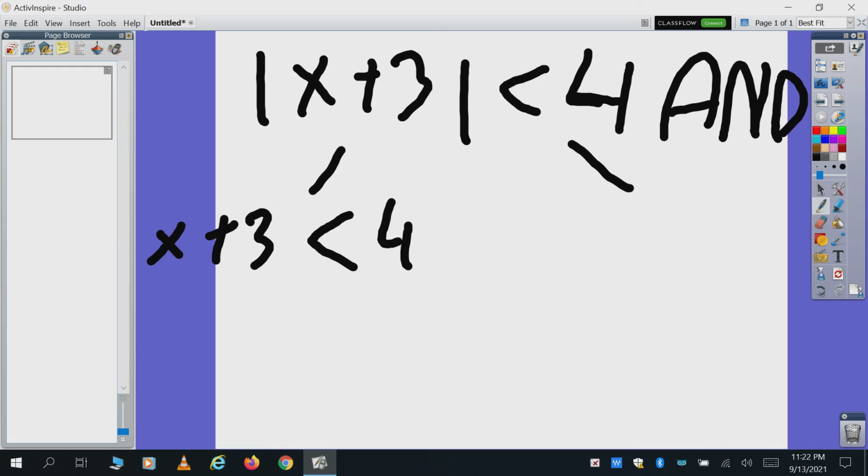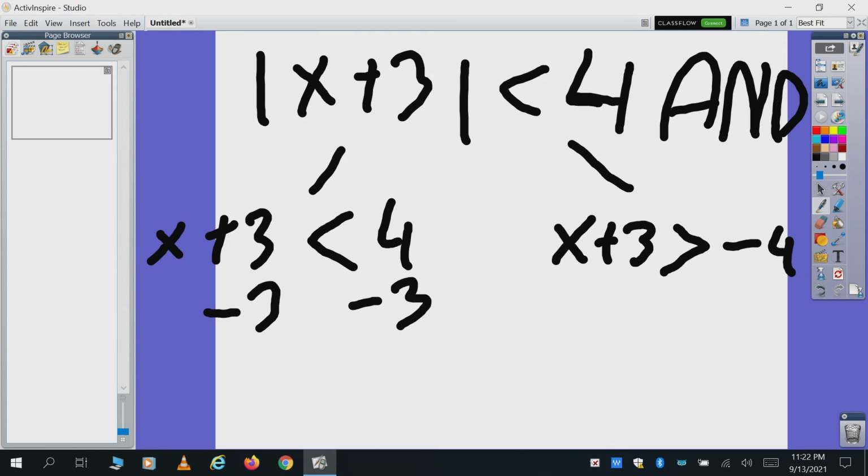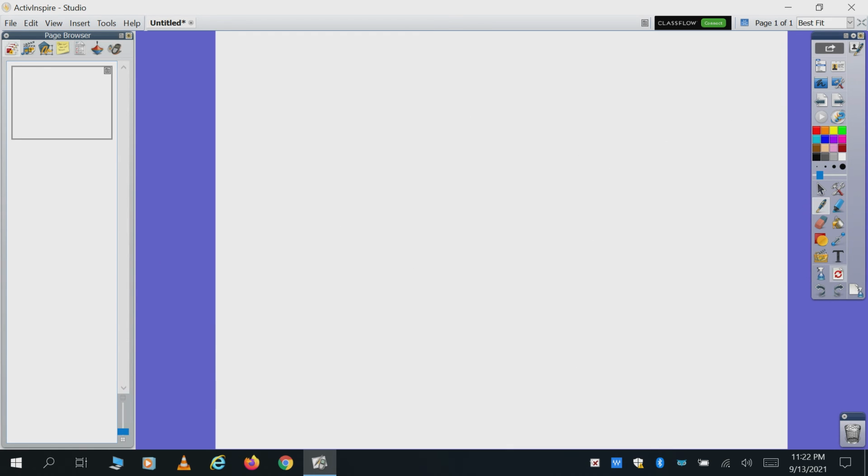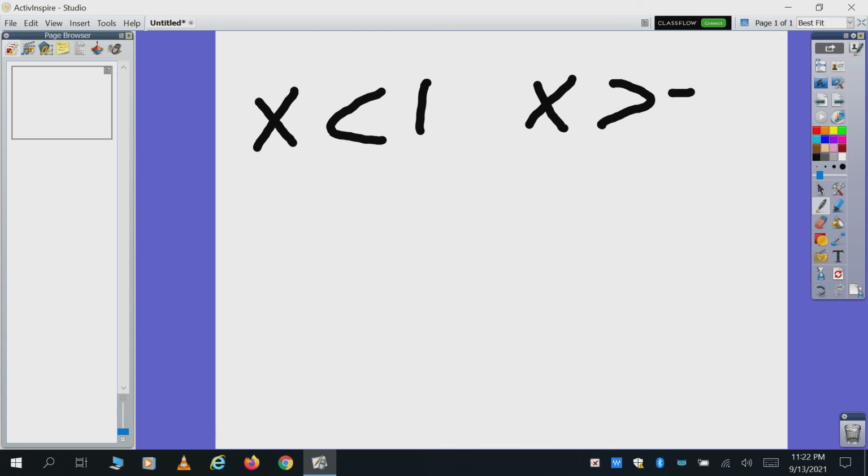First one, we write exactly what we got. Second one, we write everything that's inside of the absolute value like it is. Then we're going to change the sign and change the sign of the number that we have in the front. We're going to solve for x on both sides. So we're going to have x is less than 1. And then we have x is greater than negative 7. Those are the two values that we're going to get.